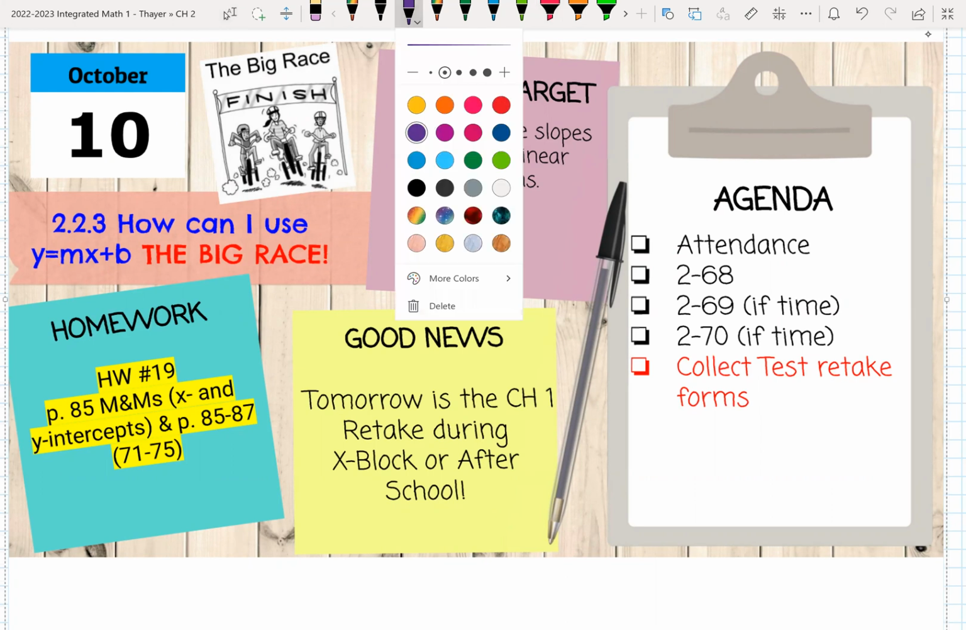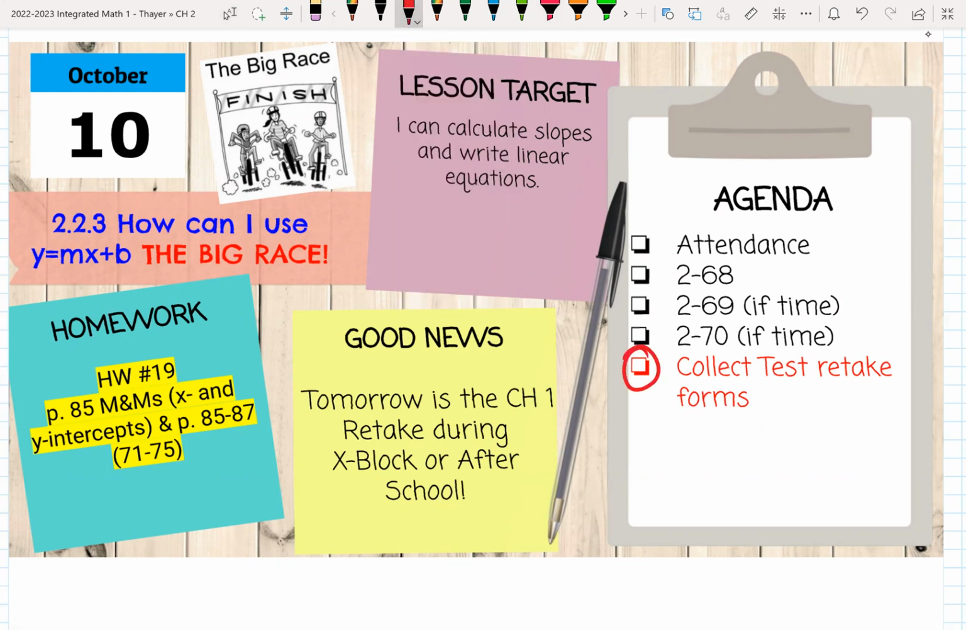This is just a quick reminder right now. If you plan to take the retake, you need to make sure that you staple your corrections to your retake form with your name on it and indicate the date and time when you plan to take the retake. Is it going to be Tuesday during X block or Thursday during X block or Tuesday after school or Thursday after school? You need to let me know when that is, okay? And today's the last day to turn it in.